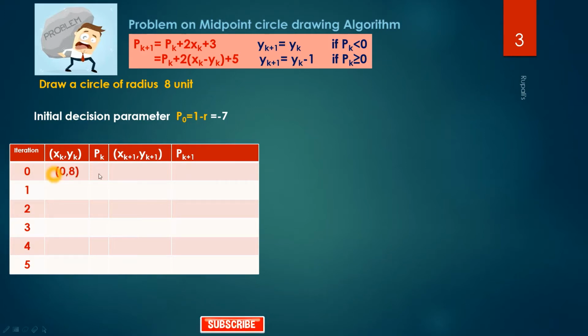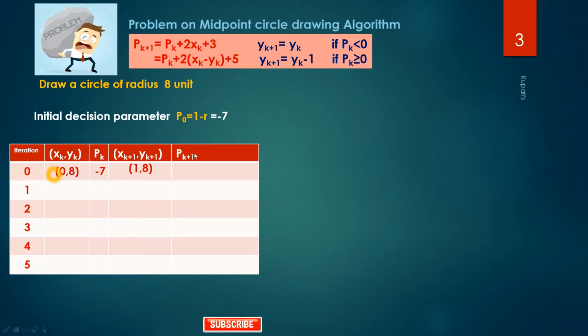Now, what is the value of pk? Pk is the initial decision parameter, minus 7. So, what is xk plus 1, yk plus 1? First, you have to increase x by 1 unit, it becomes 1. And what is yk plus 1? Pk is negative. Which case, first case or second case? It is the first case. In the first case, the next y value is equal to the previous y value. So it is 8, it is also 8.